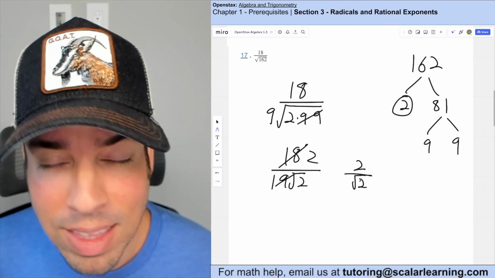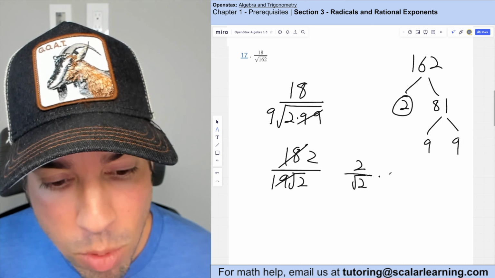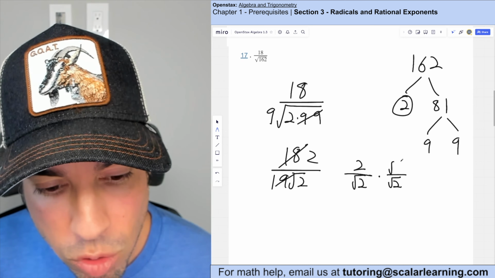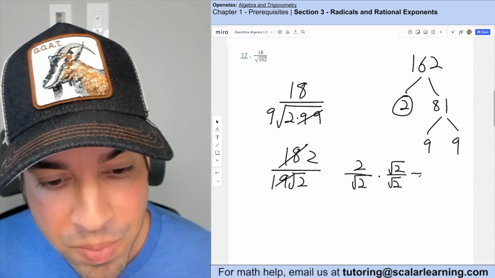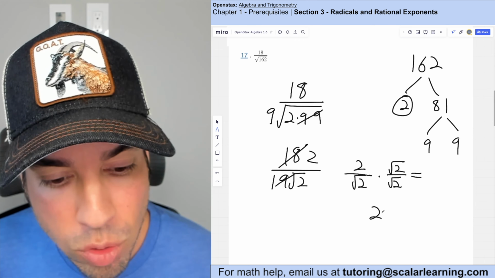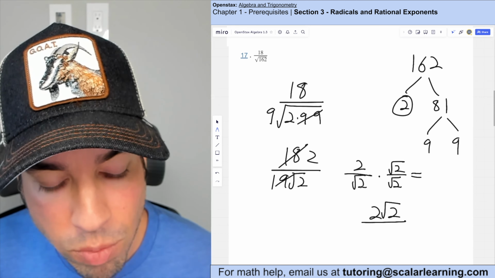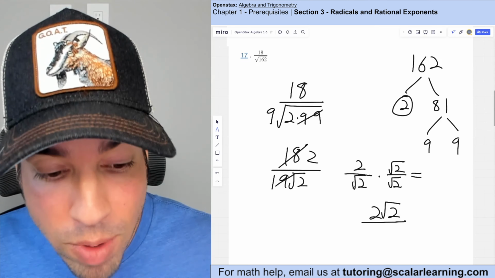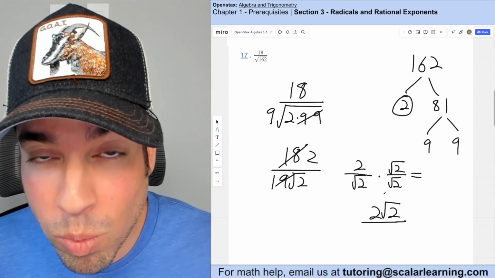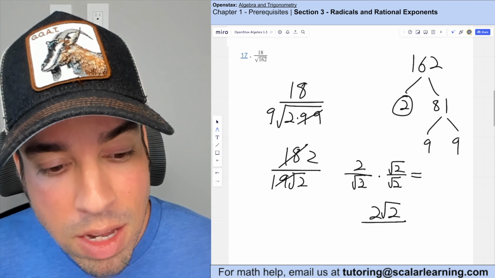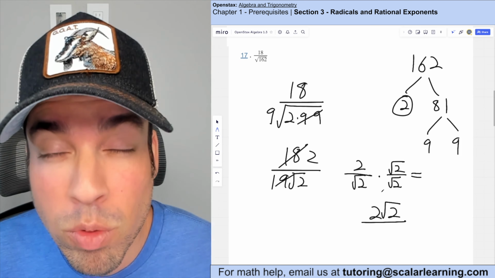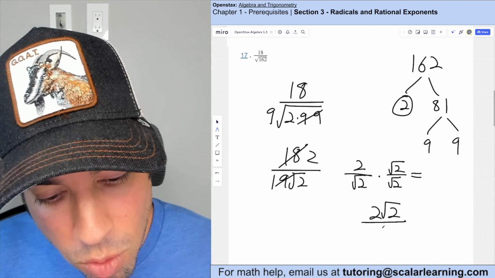Last but not least, I need to get that radical out of the denominator. So I'm going to multiply by rad 2 over rad 2. And on top, I get 2 rad 2. On the bottom, I get rad 2 times rad 2. So again, a radical times itself just becomes the number without the radical. The other way to think about it is square root of 2 times square root of 2 is square root of 4. And square root of 4 is, of course, 2.